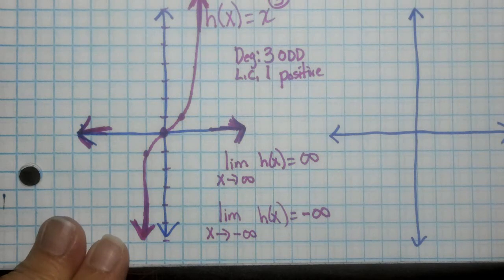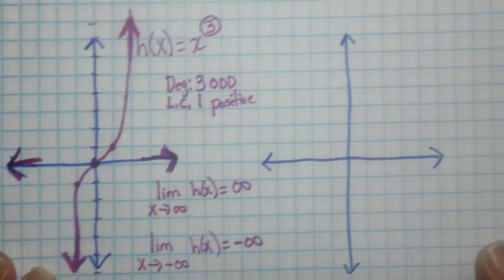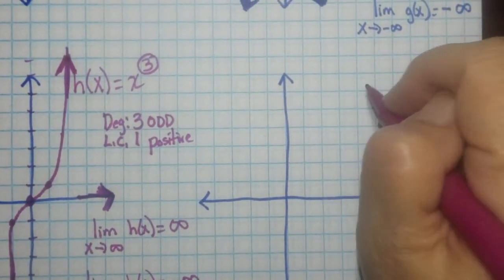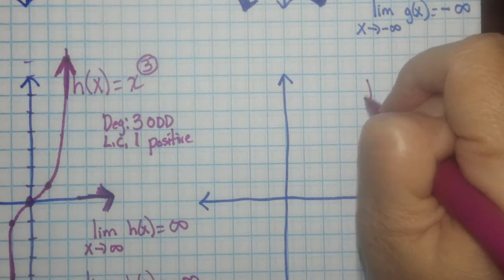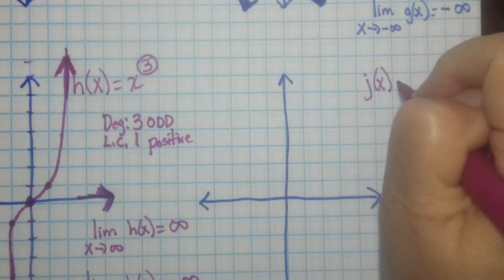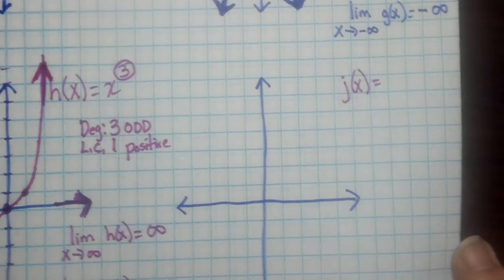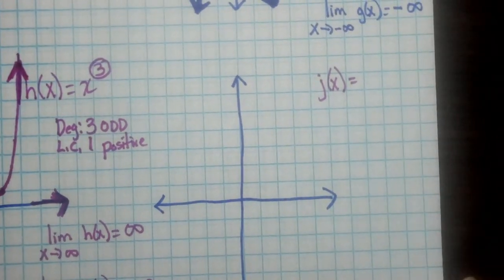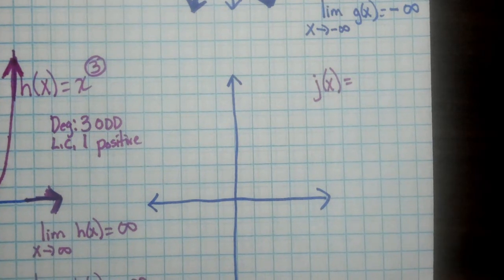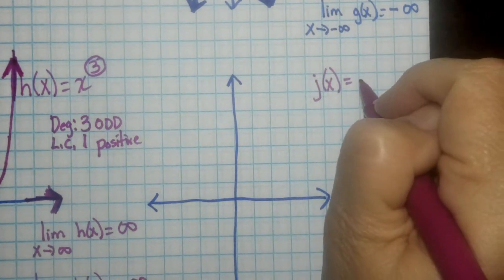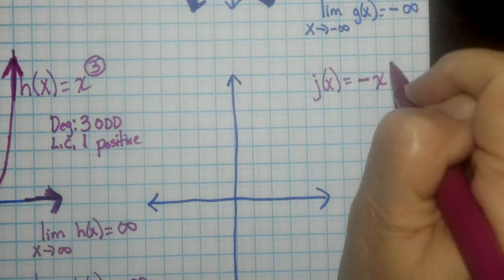Alright, we got one more to do. You can probably guess what we're going to look at here. I'm going to call this function j of x, skipping over the letter i, because i is used for other stuff. You know what function we're going to write? Negative x cubed.